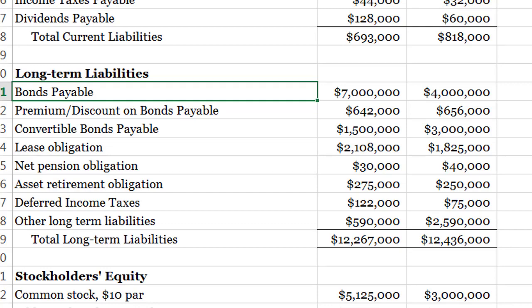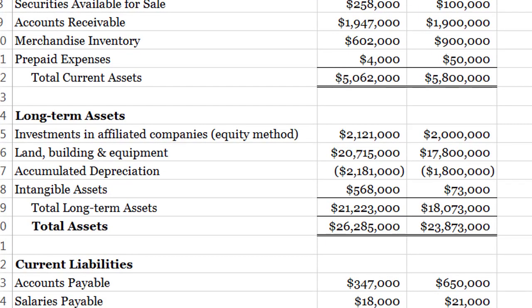So that's going to be in the asset section. And specifically, it's dealing with an equity method investment. And that's this right here that's gone from 2 million to 2,121,000. So that's the account that it's talking about. And the question is, is there a cash flow effect? And if so, does it go in operating, investing, or financing?